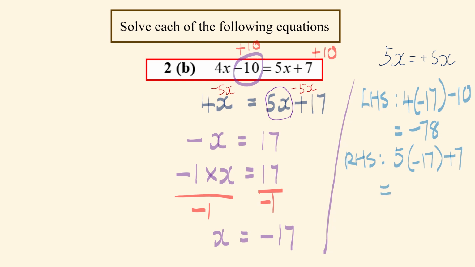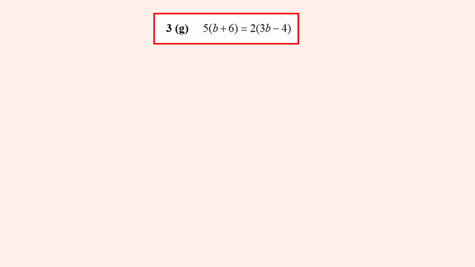Let's see what we get as the answer. And yes, of course, we get negative 78. So therefore, our answer x equals to negative 17 is correct because it satisfies the equation. Right, let's look at the next question.